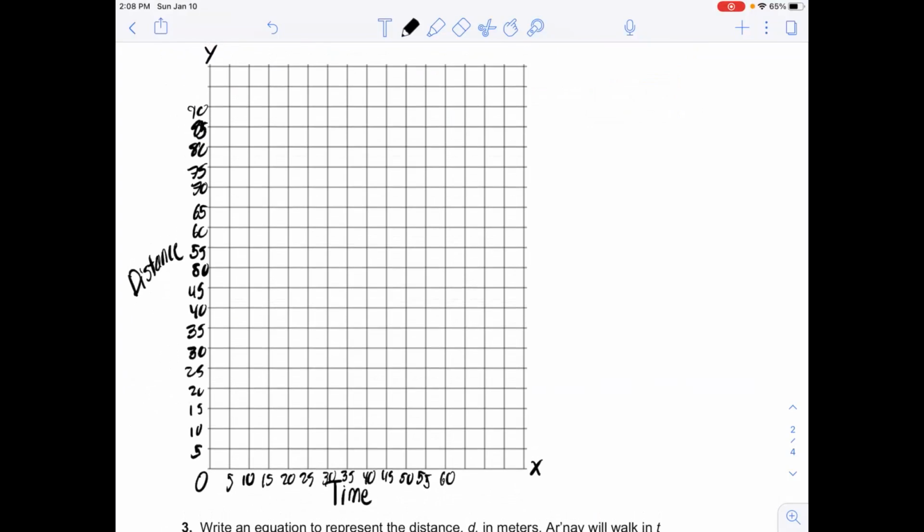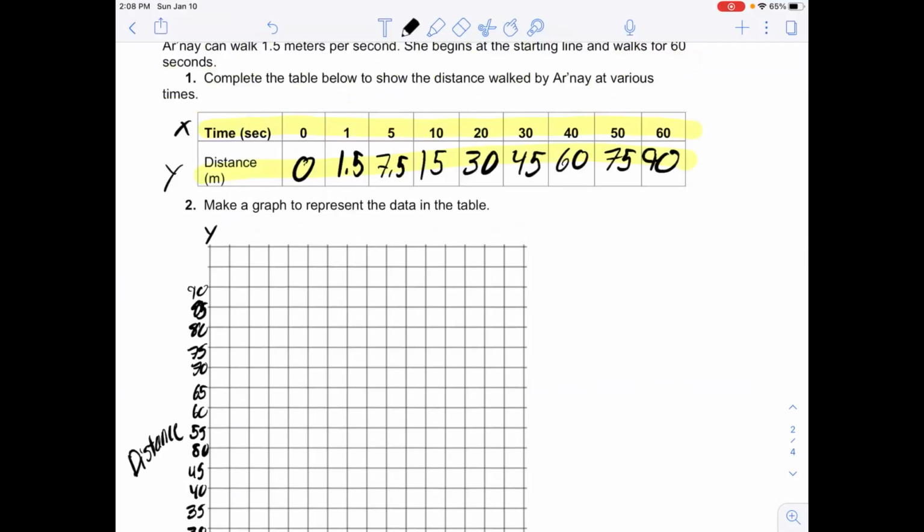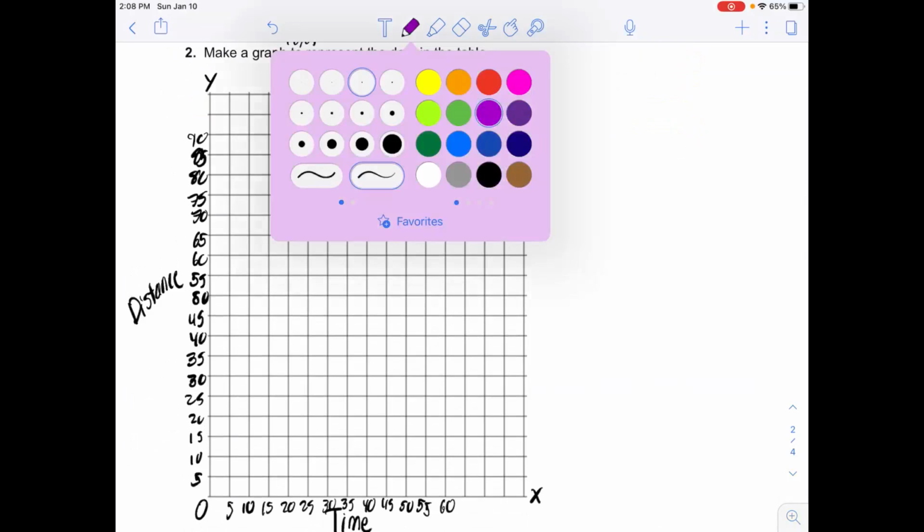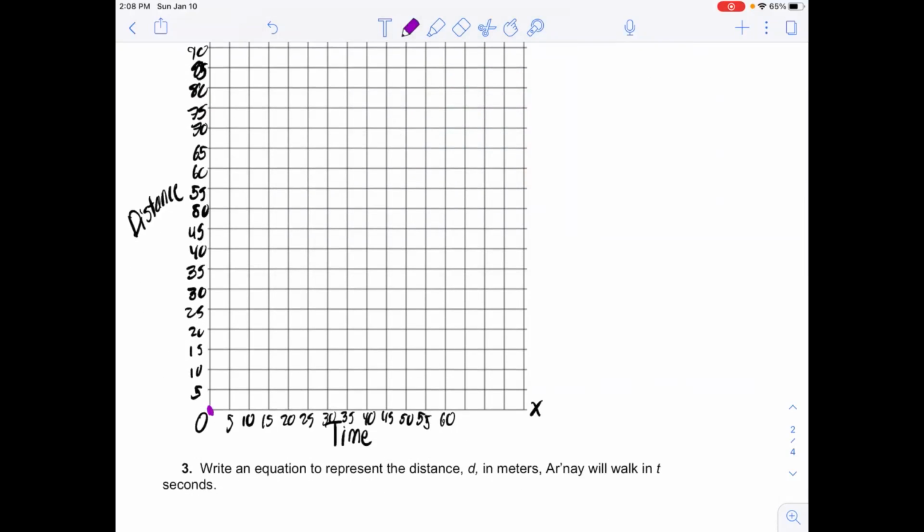So if you need to pause the video to get your graph set up, please do so at this time. The only reason I counted by 5s is because I want to be able to go all the way from the smallest number in my table to the biggest number on my table. After I've done that, I can start plotting points. So remember that my x comes first on my point and my y comes second. So, for example, my first point is 0, 0. Graphing this on my graph, 0, 0 is right there.